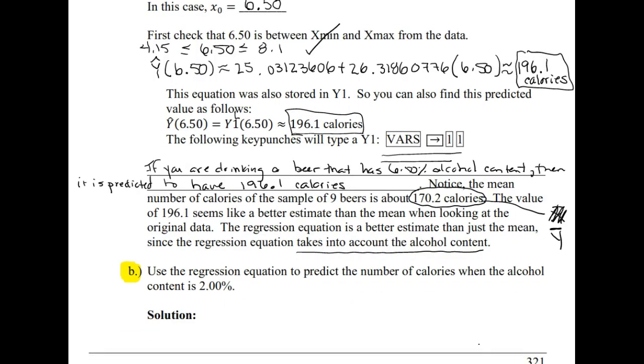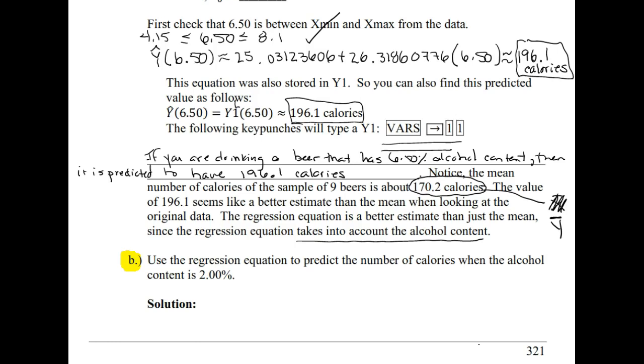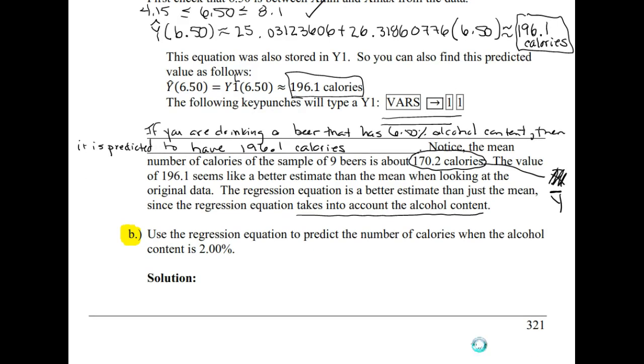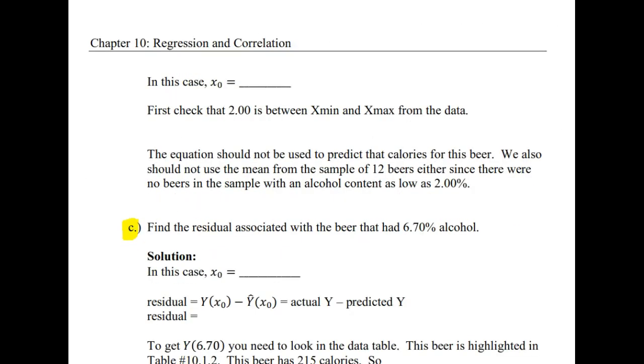All right, so part B says to use the regression equation to predict the number of calories when the alcohol content is 2.00%. So in this case, our specific value of x is 2.00. Again, we would first check that 2.00 is between our x min value of 4.15 and our x max value of 8.1.